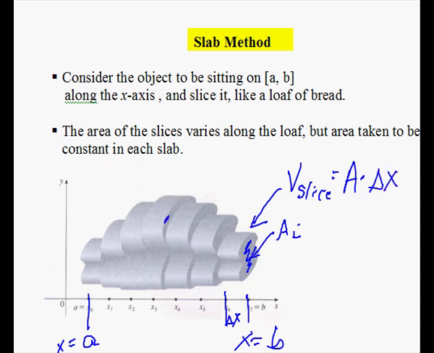Obviously, the area of this one is bigger than the area of that one, so the area varies across the object. We've made an equal partition, so we have delta x everywhere the same, although that's not necessarily, you could do something fancier than that, but we don't have to. Right. So basically, slab method, think of a loaf of bread, put it on the x-axis, and it's going to lie on the x-axis between x equal a and x equal b. Then you slice it up.